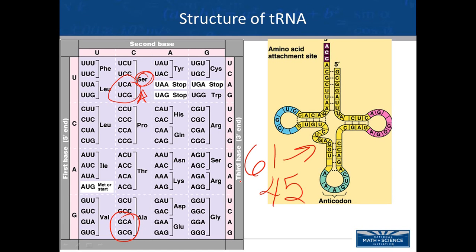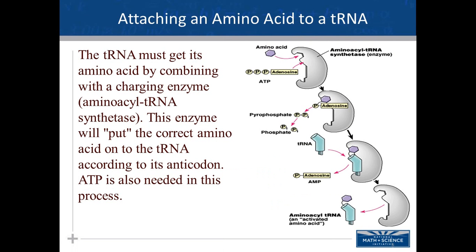Alright, so now we have to be able to put the correct amino acid onto the transfer RNA. And the transfer RNA gets its amino acid by combining with a charging enzyme, which is called aminoacyl transfer RNA synthetase. This enzyme will put the correct amino acid onto the transfer RNA according to its anticodon. And in addition, in order to make this work, you have to have ATP.